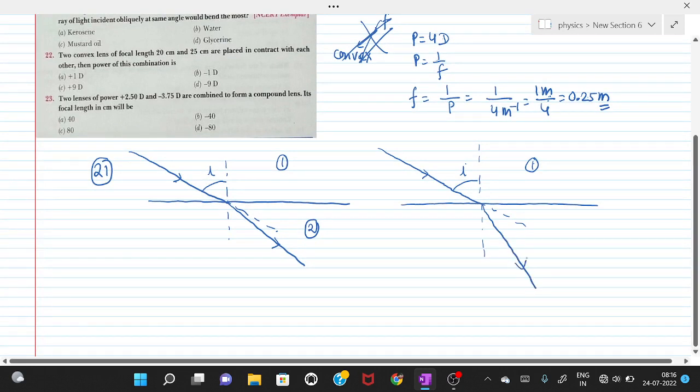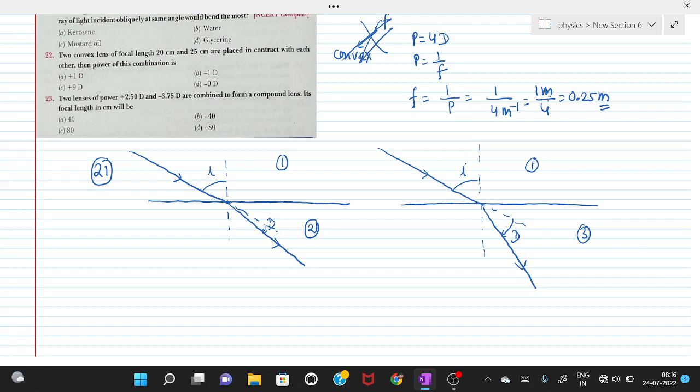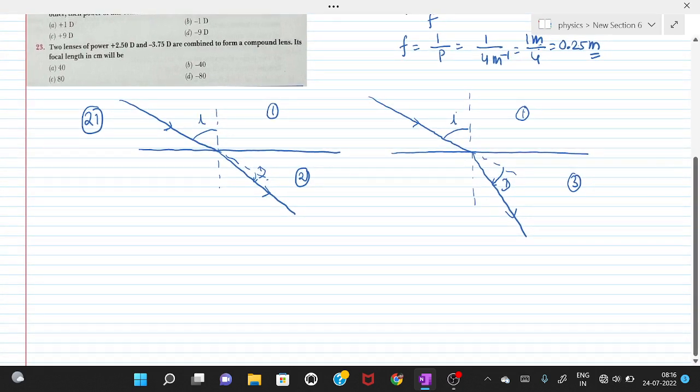So suppose this is medium number 3, and in medium number 3 we have seen that the ray has deviated more. Here the deviation is less, here deviation is more. And we know that a medium in which the ray deviates more will have more refractive index. So if we talk about medium 2 and medium 3, then the refractive index of medium 3 will be greater than the refractive index of medium 2. So in a medium in which refractive index is more, the bending of light in that medium will be more.